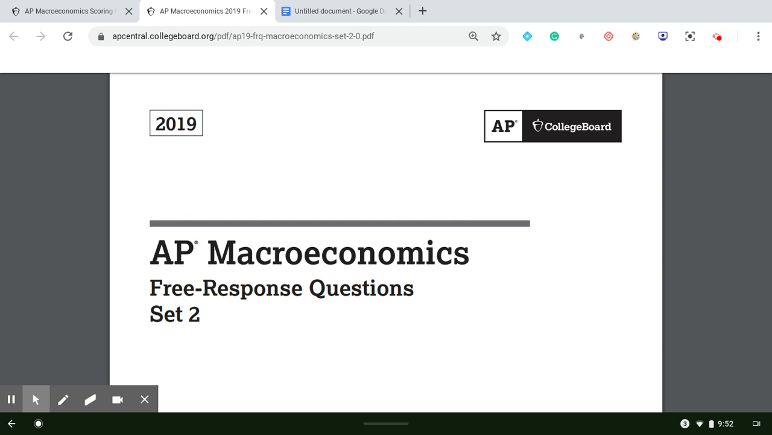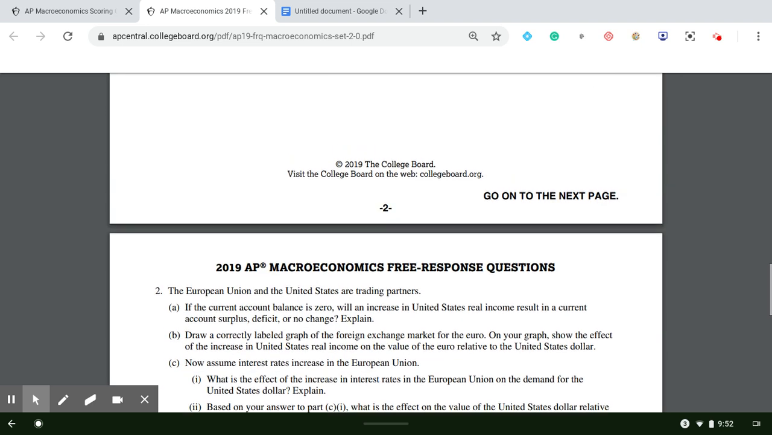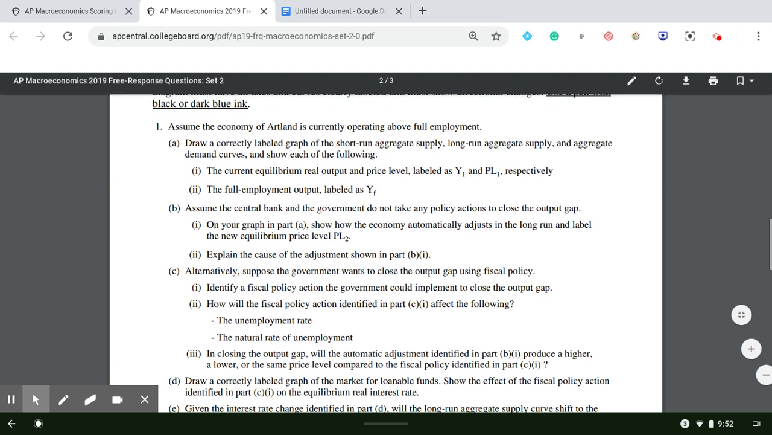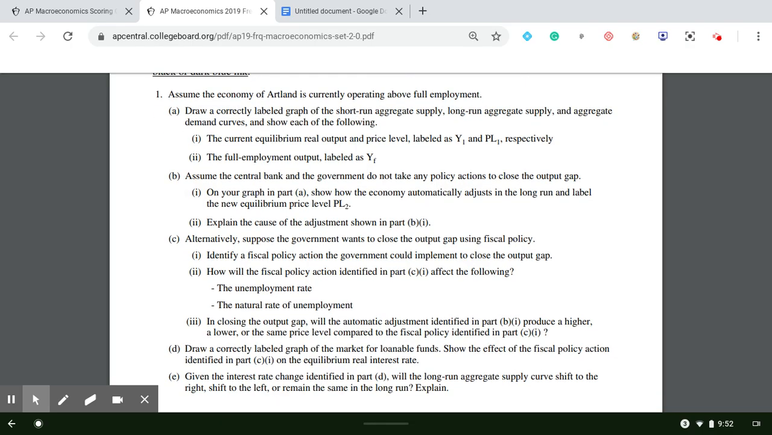I'm going to take you guys through a macroeconomics FRQ real quick. So, first question here, typical first question on an AP exam, where we are going to look at the macroeconomy, AS-AD curves, and talk about policy actions and all that good stuff. Looking at this whole thing, it looks like it's everything that could be covered on the exam. But anyway, it doesn't have any international trade stuff on there.